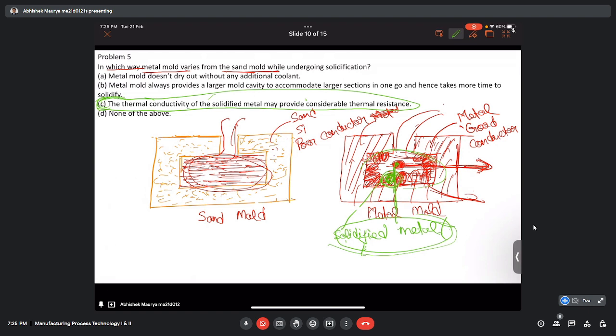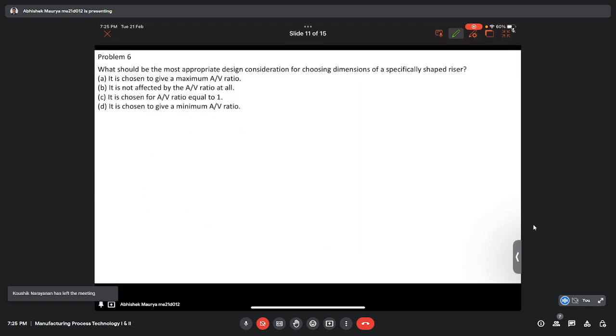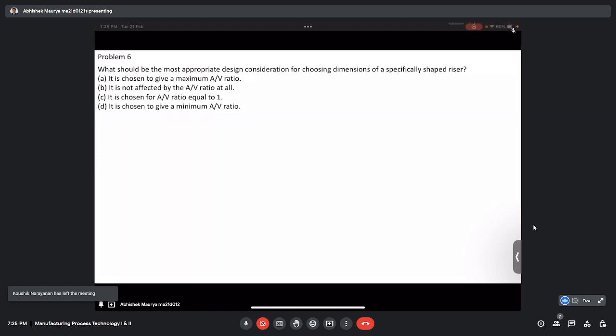Just remember that in the case of metal molds, the thermal conductivity of the material which is solidifying plays a big role in the process of solidification. So let's quickly move to the next problem. Problem number 6. Please read the question and try to give your response in the chat section.